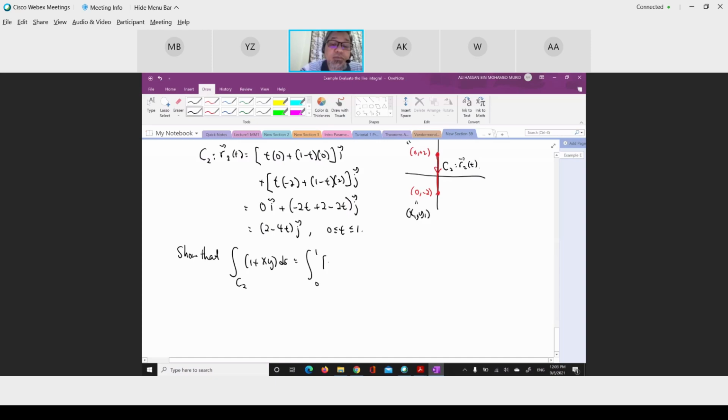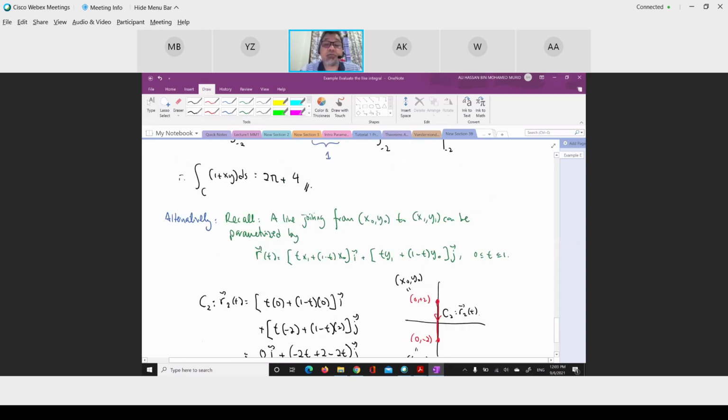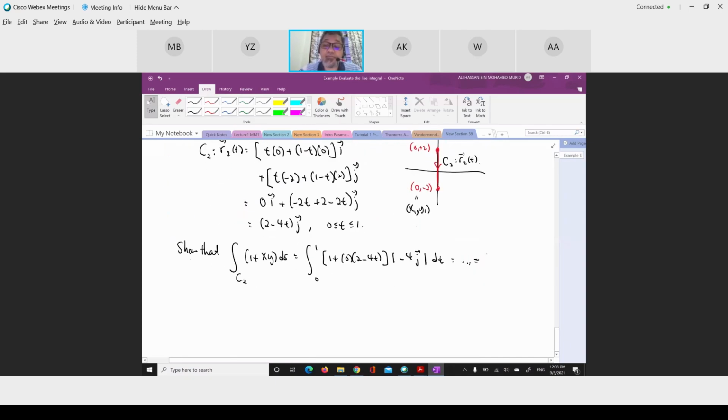The integral from 0 to 1: x(t) is 0, y(t) is 2 minus 4t, and then we have the modulus of r2 prime, which is the modulus of minus 4j, dt. Okay, I leave it to you to show that the result is the same as the previous one, which is equal to 4.